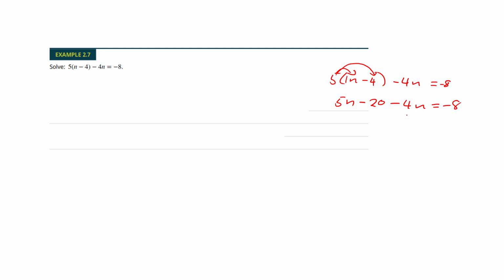Let's get the guys who are on the same team. Well, I've got some n's here and some n's there. 5 of them minus 4 of them here. I get 1n. Now, we don't really care. 1n's just an n. We're going to add 20 to both sides.